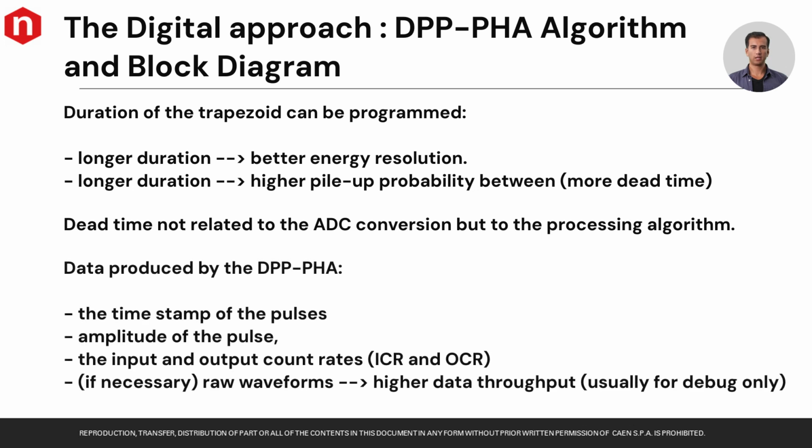The DPP-PHA algorithm is capable of acquiring the time stamp of the pulses, thanks to the self-trigger generated by the timing filter algorithm, their amplitude through the trapezoidal algorithm, the input and output count rates, ICR and OCR, respectively, of pulses before and after pileup rejection, and if necessary, even the raw waveforms of the sampled signals. However, the transmission of raw waveforms incurs a significant data throughput, and it is typically used only for specific applications or during system tuning to monitor the behavior of signals, including those generated internally by the digital filters.